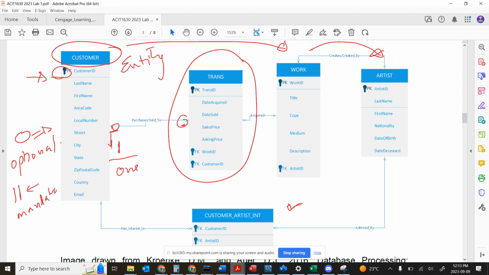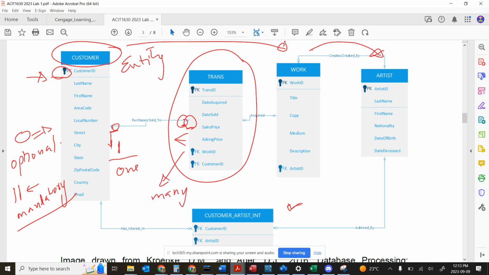We call them cardinalities. I will explain them later on when we move to the ERD diagram. So in case you are curious about what these symbols are, the circle means it's optional and two vertical lines mean it's mandatory. Then we look at the other one. It looks like a crowfoot, which means it's many.